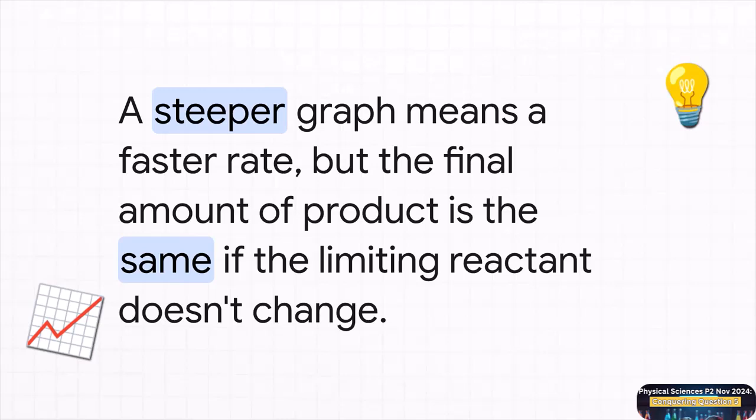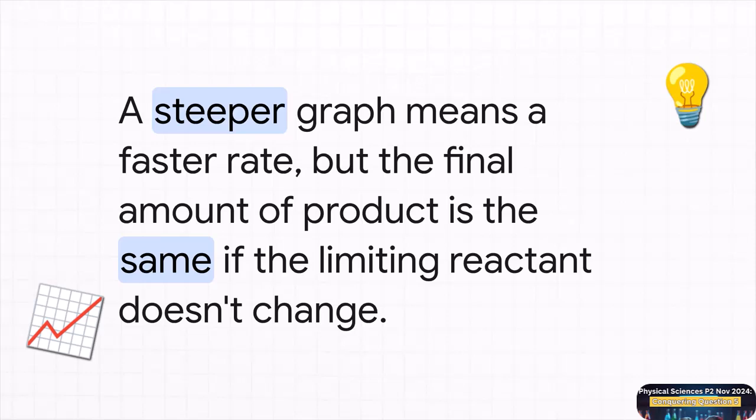And this leads us perfectly into the graph question. For experiment 2, you draw a curve. Let's call it curve B, that's much steeper at the start than curve A, but it levels off at the exact same final volume. Faster rate, same yield.